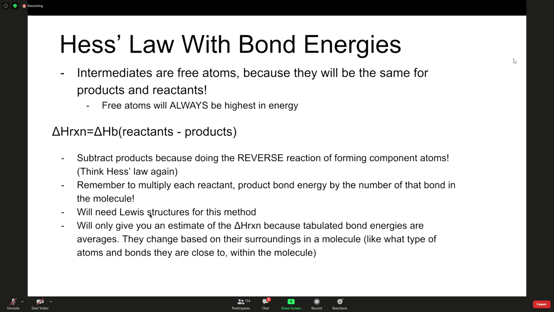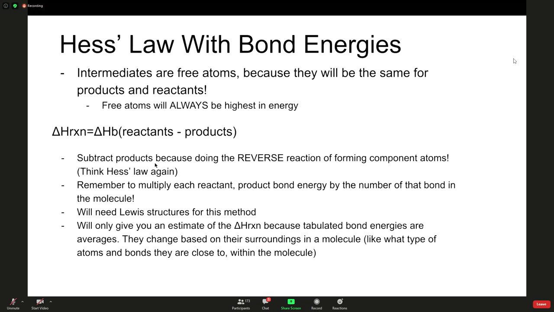You'll need the Lewis structures for this method. That's important. Let's say you have 3 CH4. You'll need to know that CH4 is a C with 4 single C-H bonds, and then you'll have 12 in all because you multiply 3 times the 4 C-H bonds. So make sure to include your stoichiometric coefficients.